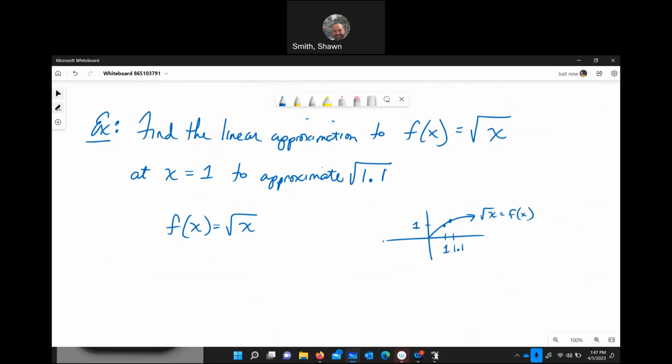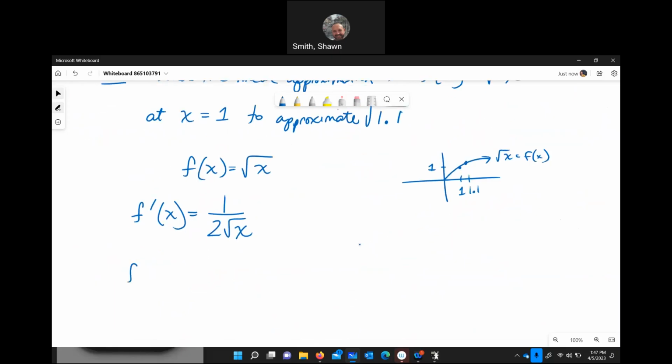So if I say, okay, well, we have to find f of a and f prime at a. Okay, so x is 1 right there. So I would say f prime of x is equal to, you have to know what the derivative of the square root of x is, 1 over 2 square root of x, right? So now I plug in 1 into both. f of 1 is the square root of 1, which is 1. f prime at 1 is 1 half.